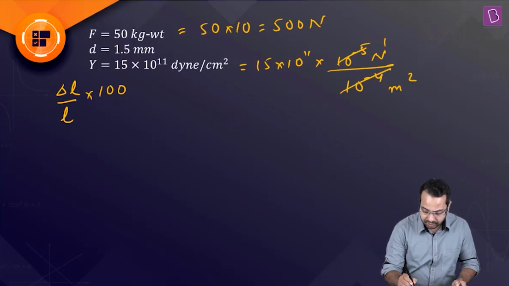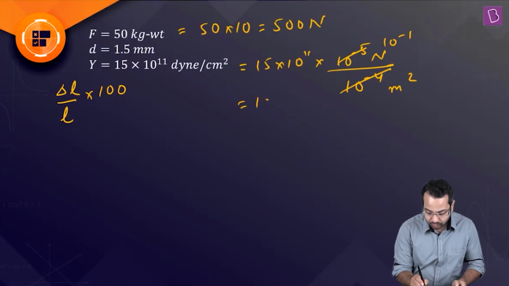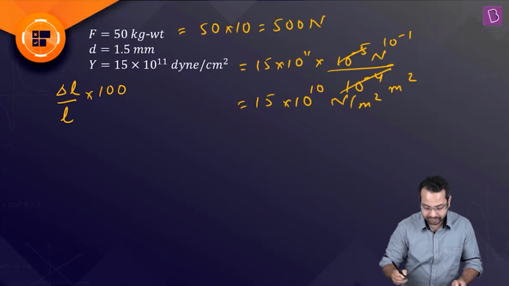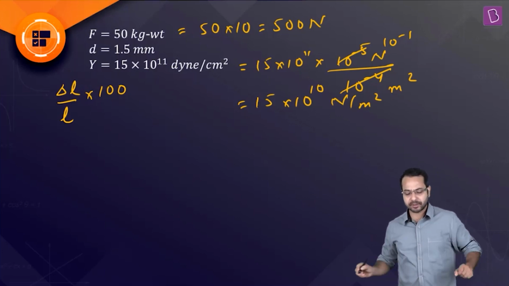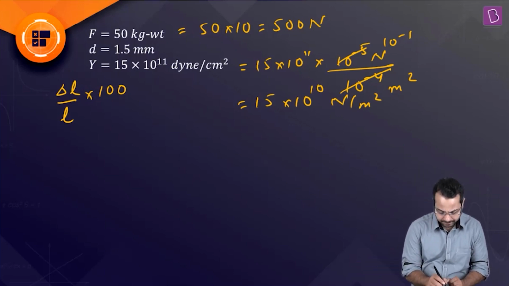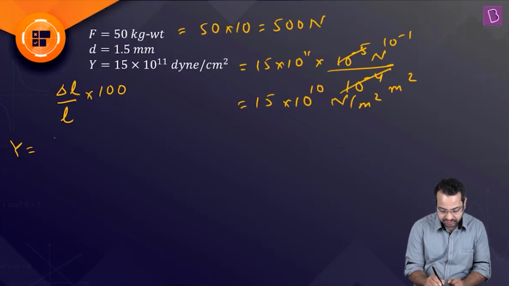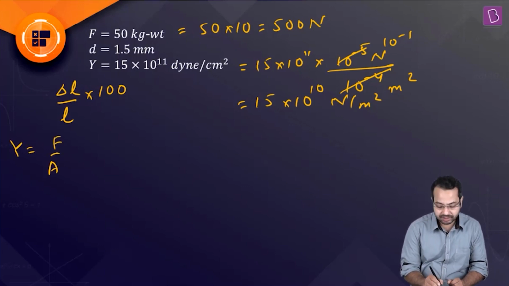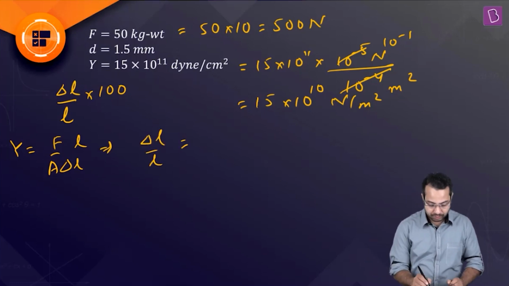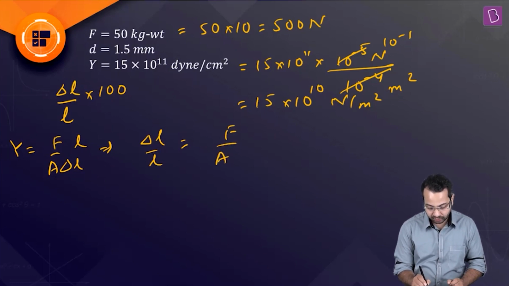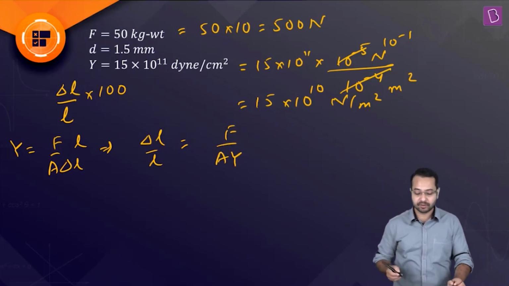So this becomes 10 to the power minus 1. So this is going to become 15 into 10 to the power 10 Newton per meter square. All right, just converting the units. Okay, now what do we have? We have the Young's modulus is equal to the stress divided by the strain. So from here we get delta L by L is equal to F upon A Y, and that's basically what we need to find out.